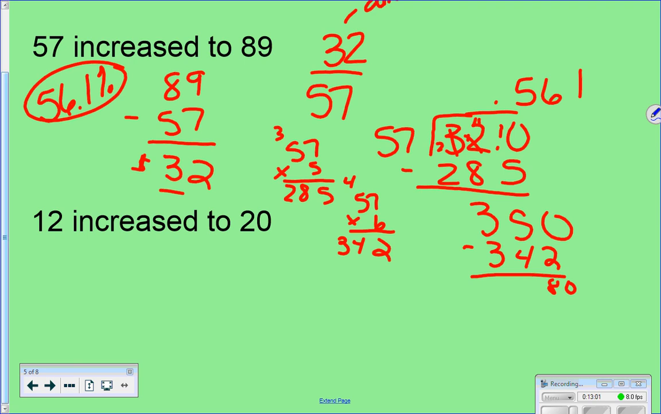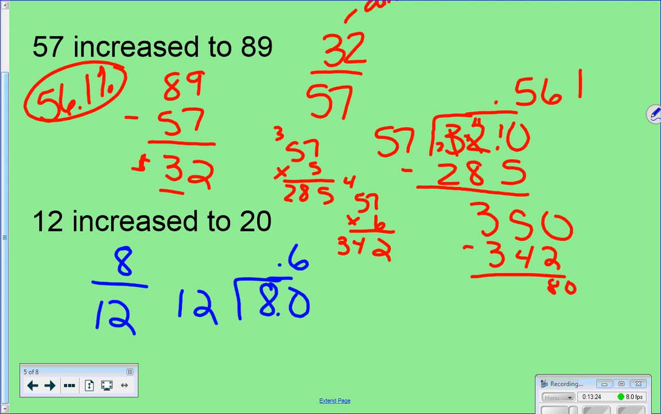So what did it change? I have to take 20 minus 12. What did it change? 8 bucks. Okay. What was the original cost? 12. Okay. Now I'm going to divide like I normally do. 5, 6, 7. Nope, 6. 72.